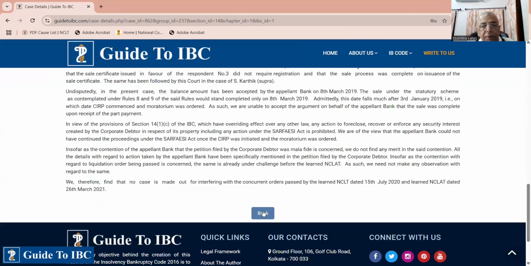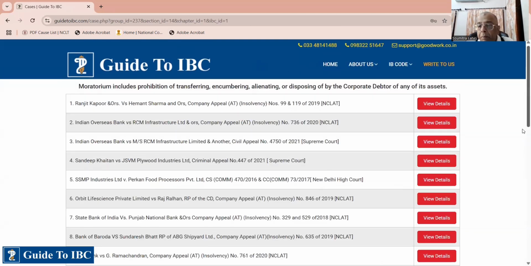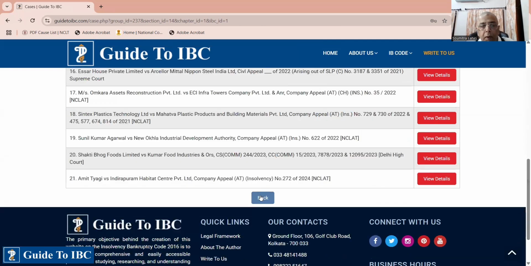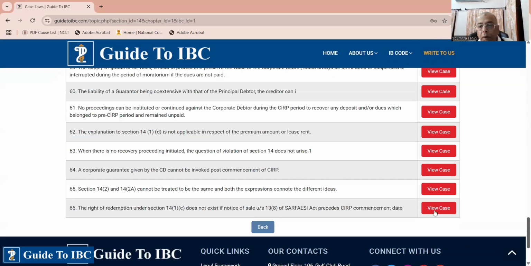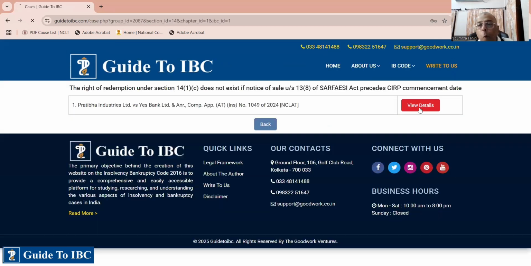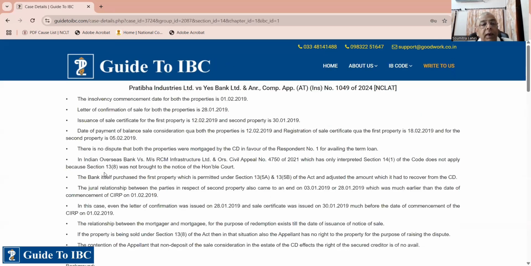In this particular case, Pratima Industries, Honorable NCLAT said that Indian Overseas Bank versus RCM Infrastructure Limited, Civil Appeal number 4750, which has only interpreted Section 14.1 of the Code, does not apply because Section 13.8 was not brought to the notice of Honorable Court.